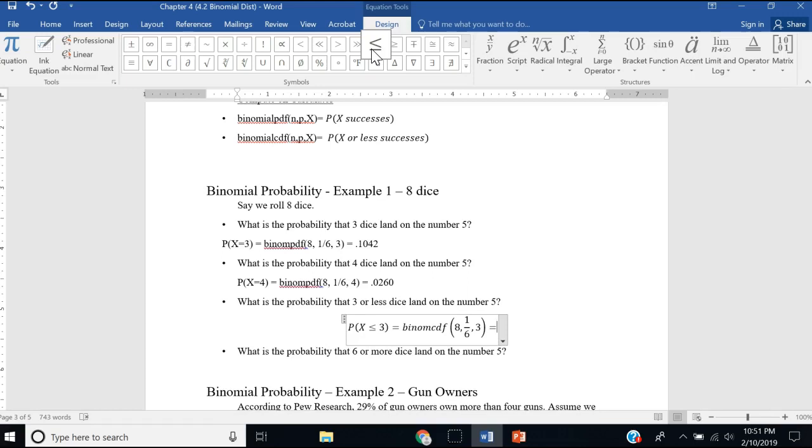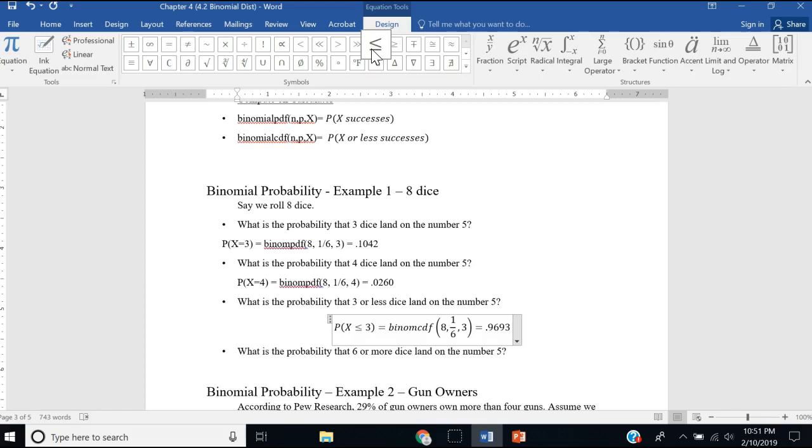Now again, if you forgot where binomial CDF is, it's right next to the binomial PDF. It's letter B in the distribution menu. So 8 trials, probability is 1/6 of success, and we're looking at 3 successes or less. So rounding to 4 decimal places, 0.9693. All right. So that's the probability that 3 or less dice land on the number 5.